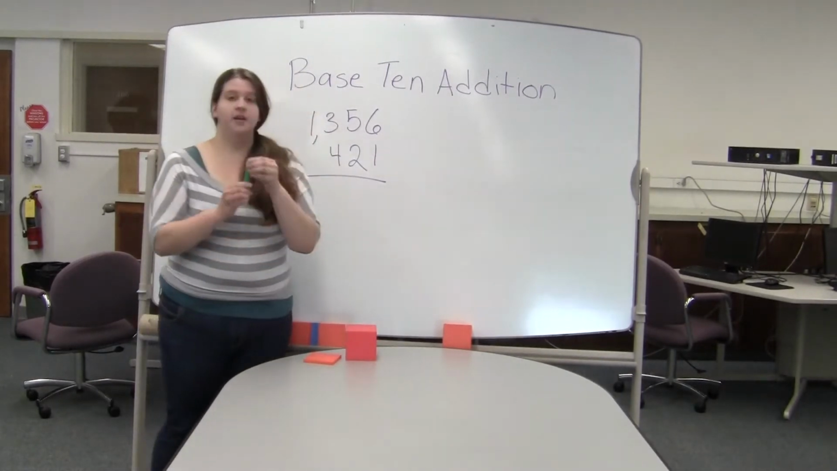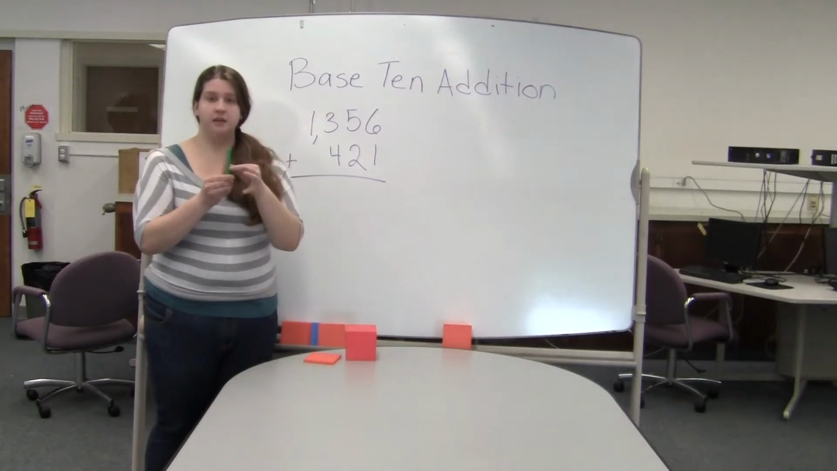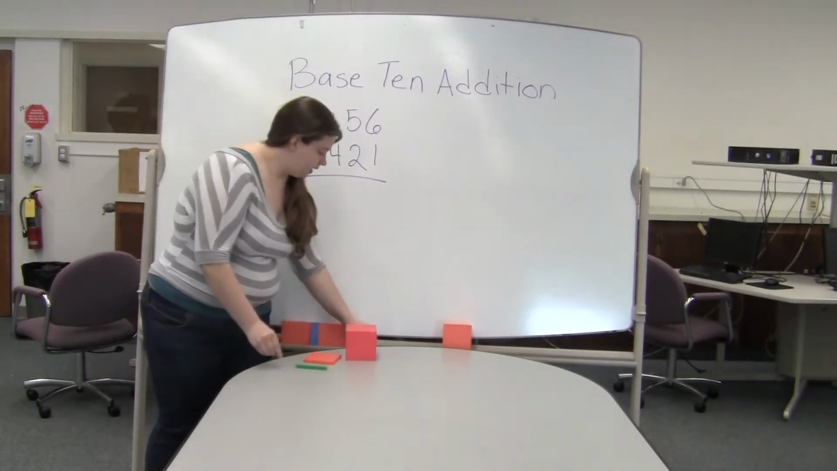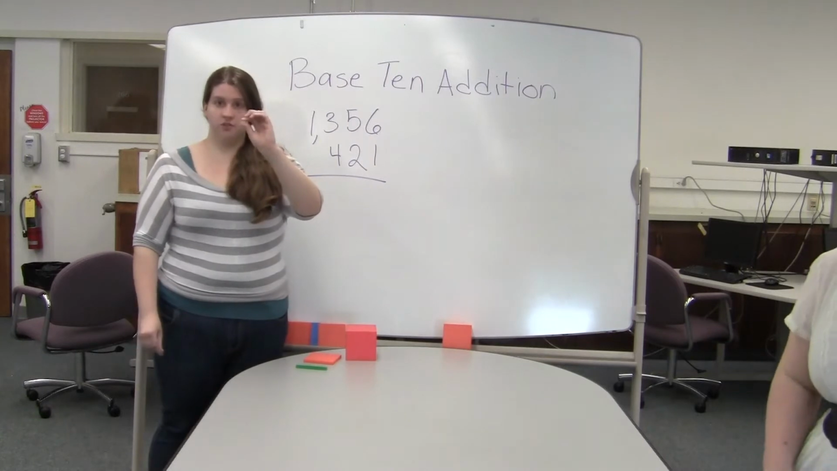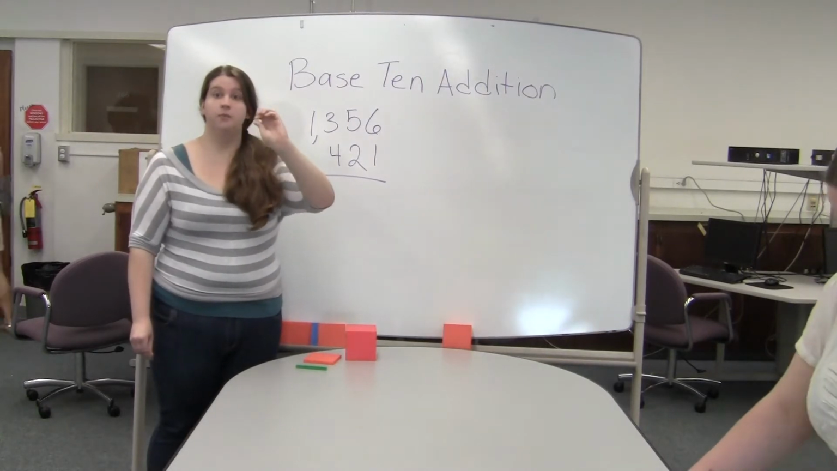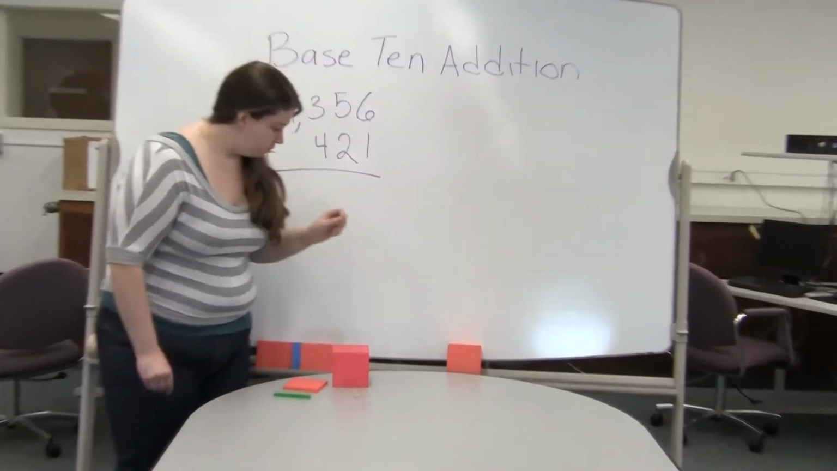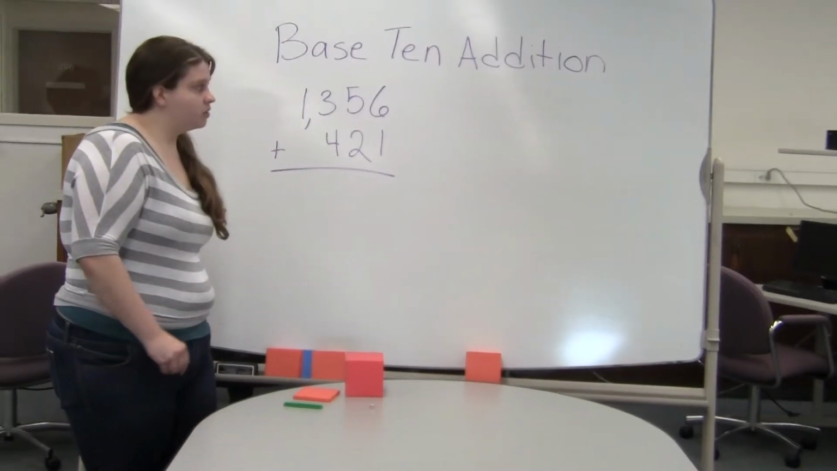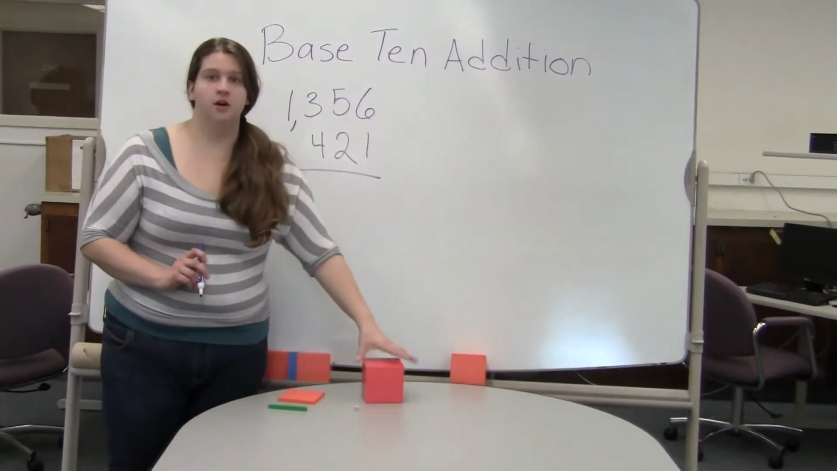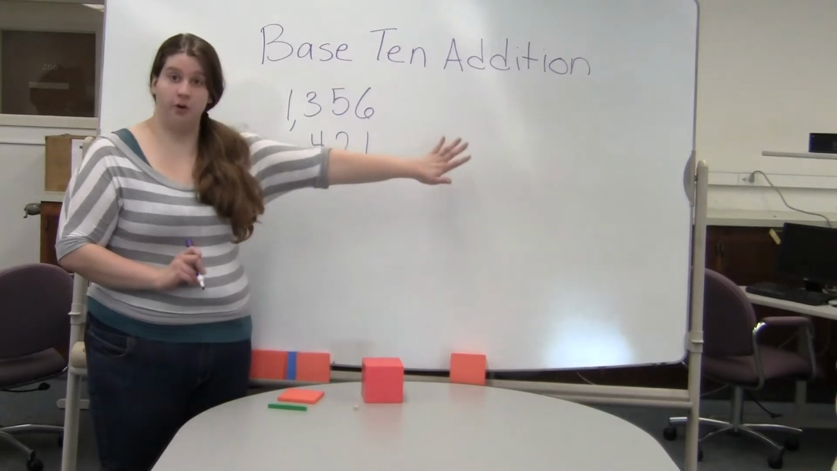The third one is called a 10 rod, because there's 10 pieces here. The next one is a small little individual thing called a unit, which represents 1. Before we get started, we're going to show you how to draw each one of these on the board so you can draw it on your own paper.